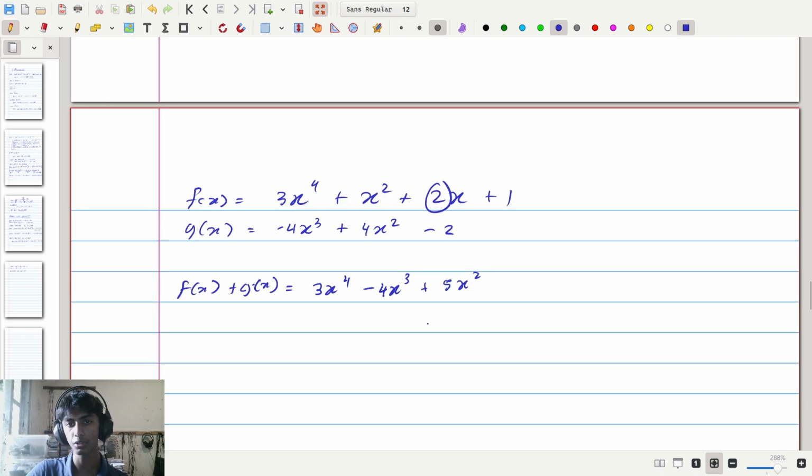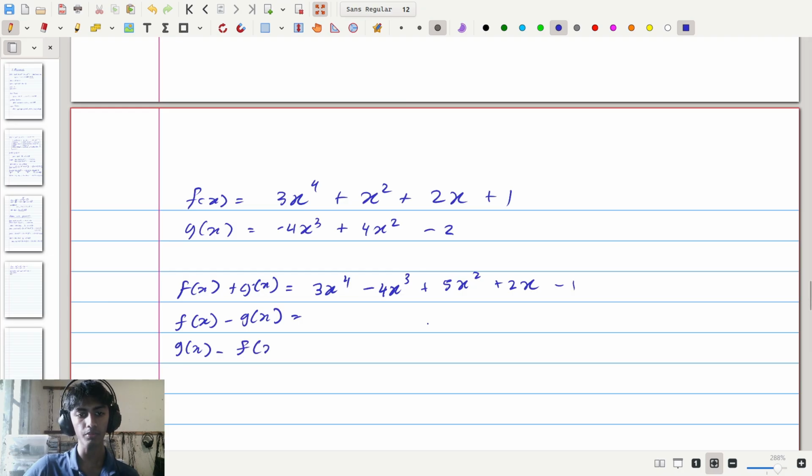In f(x) there's a coefficient of 2 for x to the 1. In g(x) there's actually no x to the 1 coefficient, which means it's 0. So we have 2 plus 0, which is 2x. And then in terms of x to the 0, f(x) has a coefficient of 1, g(x) has a coefficient of negative 2. Adding the two together, we get negative 1. So f(x) plus g(x) is this, and I'll leave it as an exercise to you to find f(x) minus g(x) and write it down. I'll also leave it as an exercise to you to find g(x) minus f(x) and write it down. So as an exercise left to you, go ahead and do these two and come back to the video.